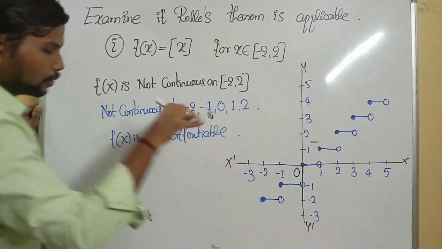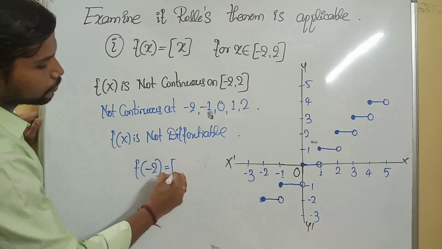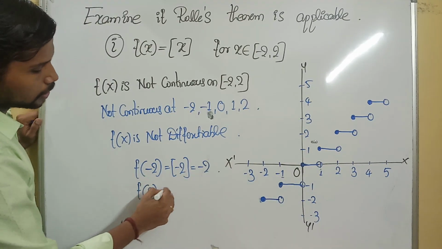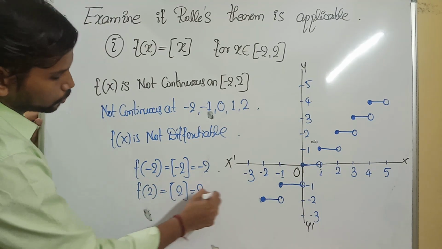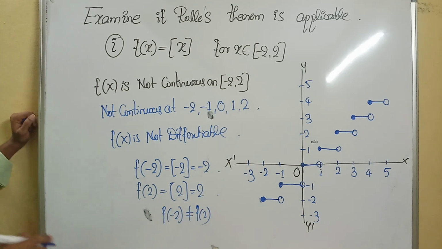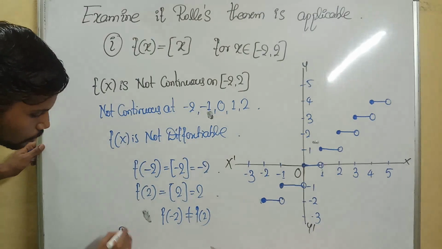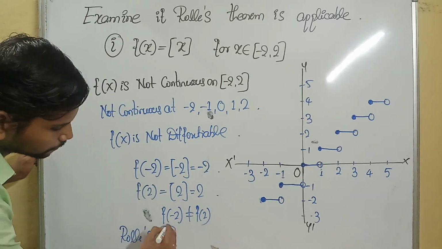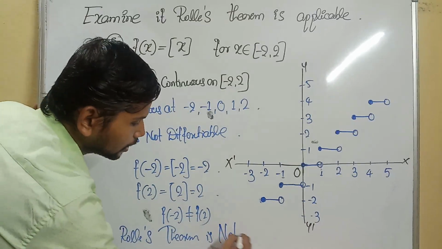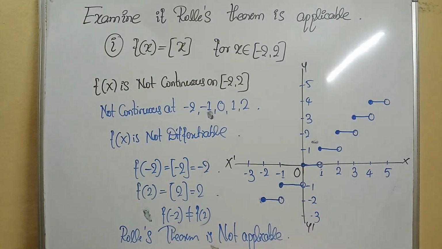F of x is not differentiable, then moreover I'd like to calculate f of minus 2. What is f of minus 2? Greatest integer function minus 2, it will be minus 2 only. F of 2 will be greatest integer function 2, it will be 2 only. Means f of minus 2 is not equal to f of 2. Means what I have to say, all the conditions of Rolle's theorem are not satisfied. That's why Rolle's theorem is, yes, you need to say not applicable. Got it?